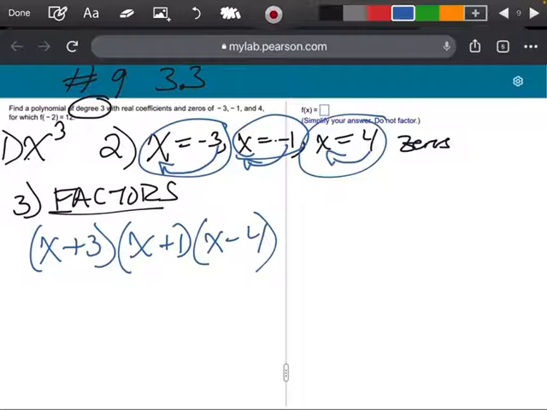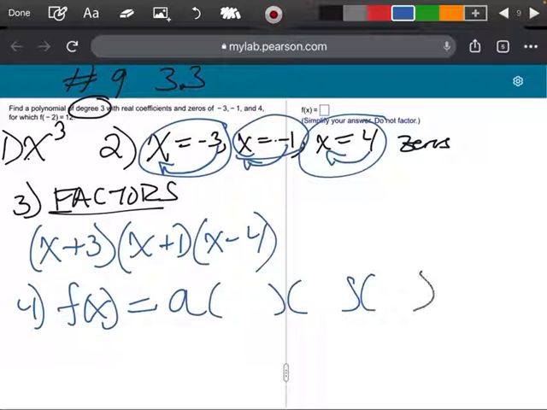Now that we have that part, we're going to go ahead and start to write out our polynomial. So my polynomial is going to look like this. There's going to be some coefficient a. I'm going to have to find the value of a. I'll do that in a minute. And then I'm just going to have my 3 factors right next to it. So we have an x plus 3, we have an x plus 1, and we have an x minus 4.